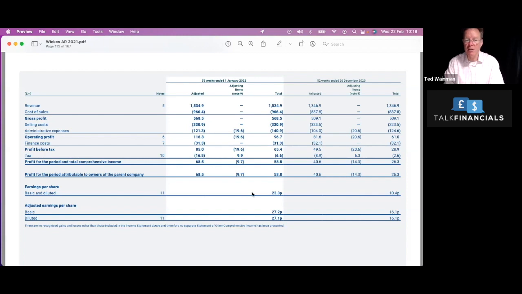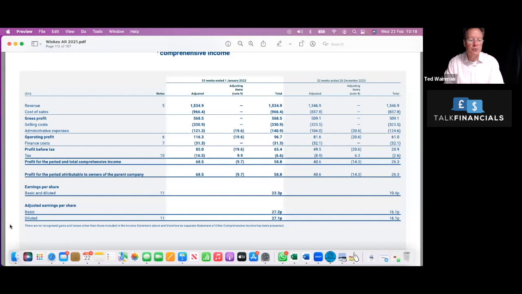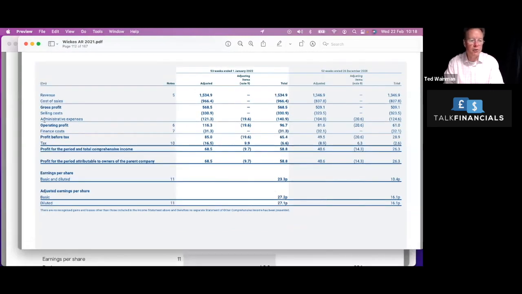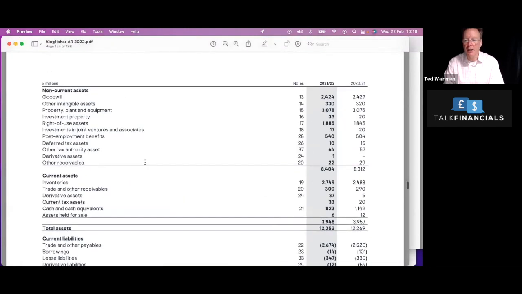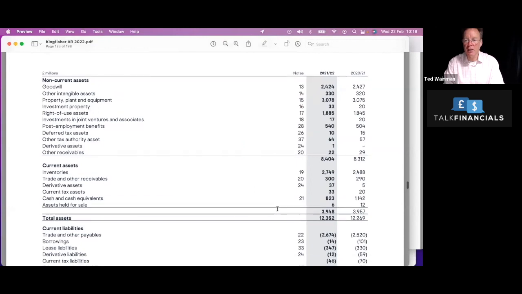Okay, let's go and look at their balance sheet and see what the balance sheet is telling us. So if we just jump back to Kingfisher, here's Kingfisher's balance sheet. And in Kingfisher's sheet, in terms of their assets, total assets are about 12 billion. And those total assets are made up of 8.4 billion of non-current assets, the things they need to run the business. And the biggest number there is their property, plant and equipment.